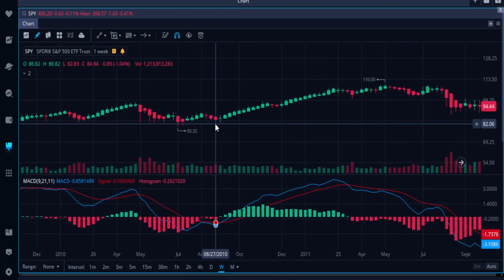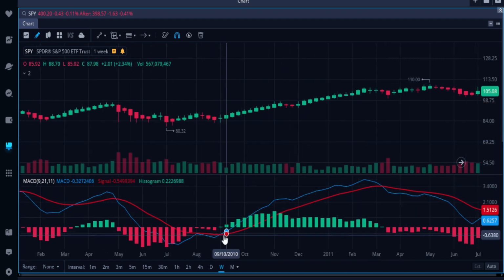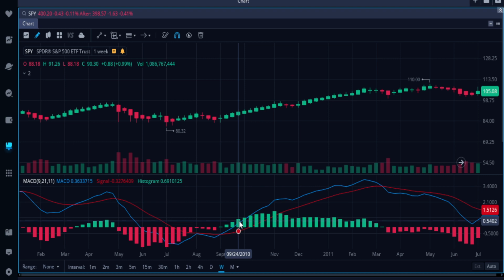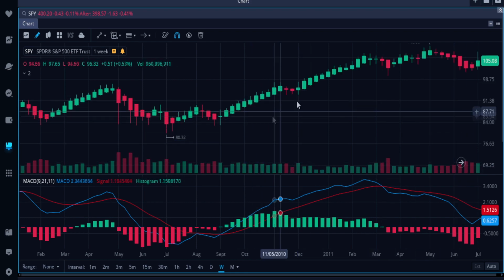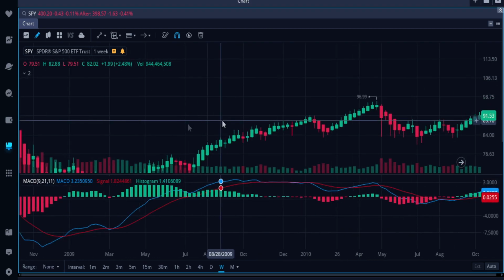Here it is, another one in 2010. Here's another bullish crossover at the end of 2010. We had the bullish crossover of the buyer line crossing above the seller line. And then the buyer line broke above the 0 point histogram, followed by the seller line breaking above the 0 point histogram, and that led to another bullish move on SPY right here. Let's go back even further, see what else we can find.